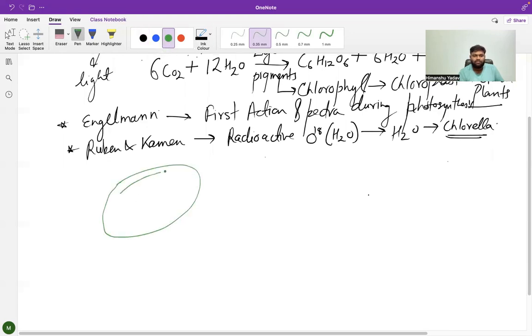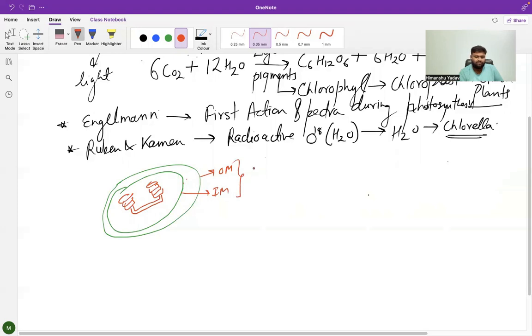Okay, it is a double membrane structure, and then there are stacks over here, and these stacks are joined. This is the membrane system. This is the outer membrane. This is the inner membrane.